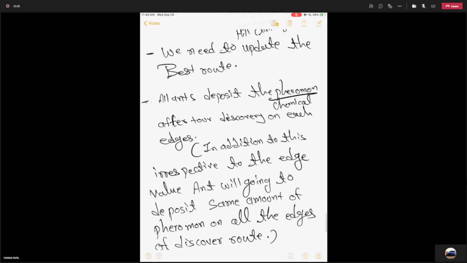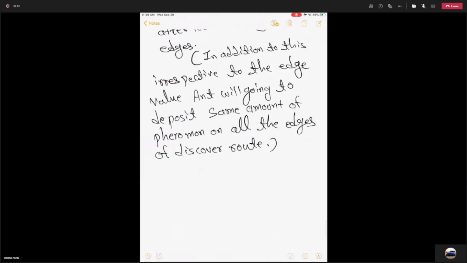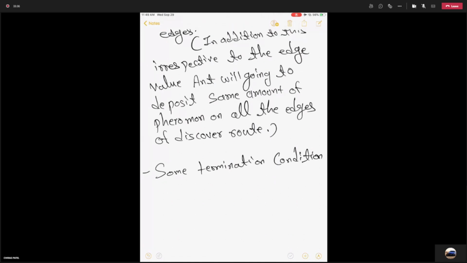Right? Now, after this, you need some termination condition. How many iterations you want to run this ant colony optimization, or you can find some other criteria where you need to stop the algorithm. So that we need to design, right? And then again go back to the loop.